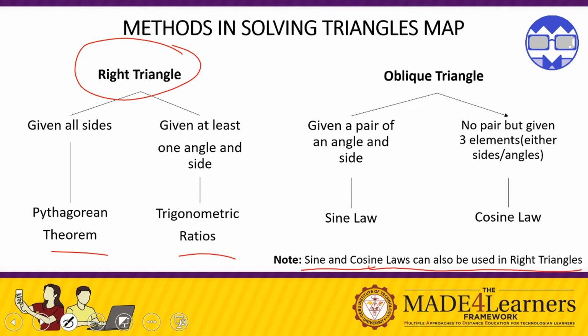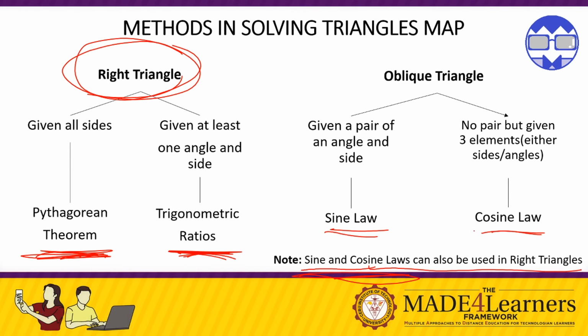However, these laws are actually more complicated than these two here. Using these two, the Pythagorean theorem and trigonometric ratios, which are specific for right triangles, is a much easier method than using sine law and cosine law, which require more solutions. Since sine law and cosine law are more general laws.